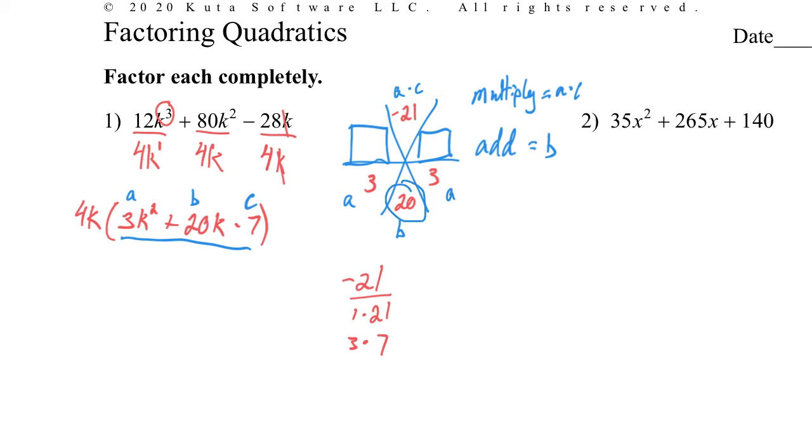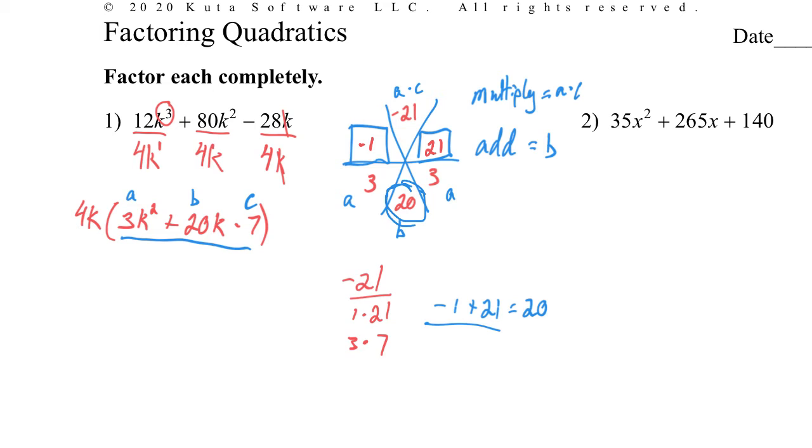So you want to add, or in this case subtract, since it's a negative 21. You want to add to get 20. So negative 1 plus 21 is going to equal 20. Right, so there's your 2 numbers right there. Negative 1 and a positive 21. Doesn't matter which side they go on. And you just put them on the sides.